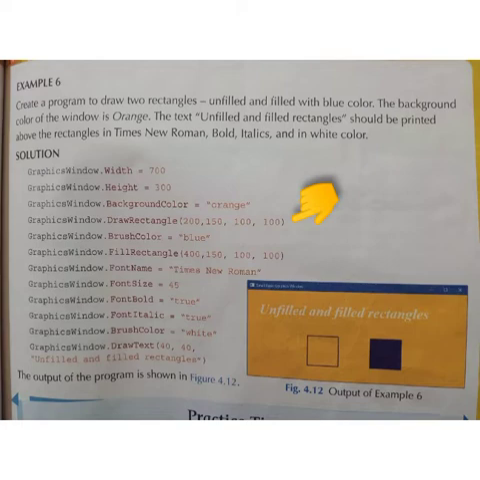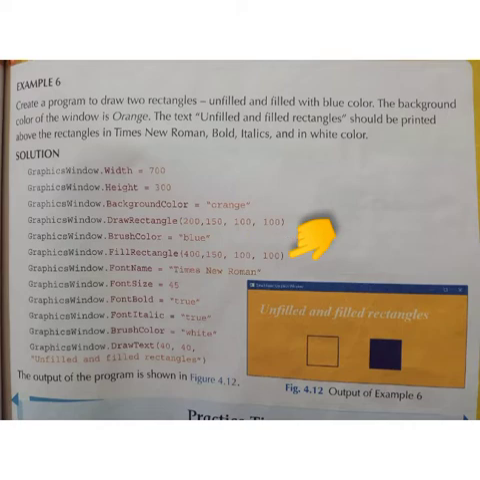The next one is graphics window dot brush color, brush color is equal to blue. First I drew one rectangle, that is the unfilled one. The next one is filled with blue color, so I mentioned here brush color is equal to blue. If they asked for any color like yellow, we should mention brush color is equal to yellow. So next, fill rectangle, by using this blue color only.